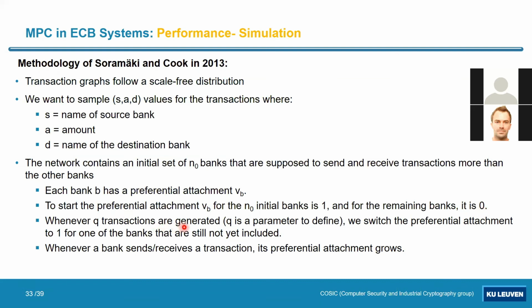Then we define a parameter Q, and we say that whenever Q transactions are generated, we add other banks to the algorithm as well and set their preferential attachment to 1. And whenever banks are doing transactions, I mean they receive and send transactions, their preferential attachment grows.